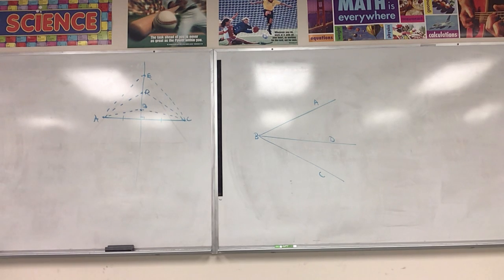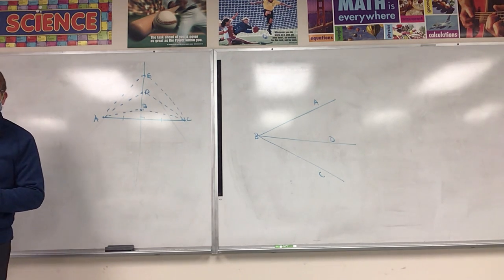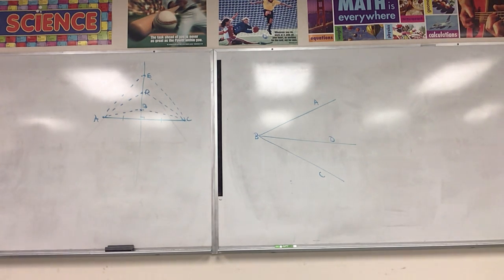What is an angle bisector? Yes, sir. A line, segment, or ray that divides an angle into two congruent angles. All right, a ray, a line, a segment that divides an angle into two congruent angles. What do we know about the angle bisector? If I know that a ray is an angle bisector, what do I know?